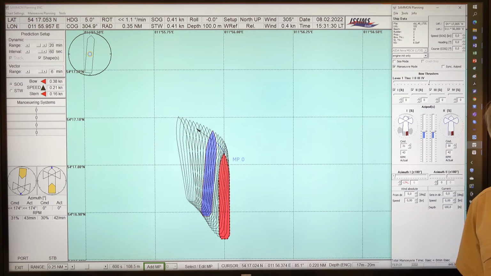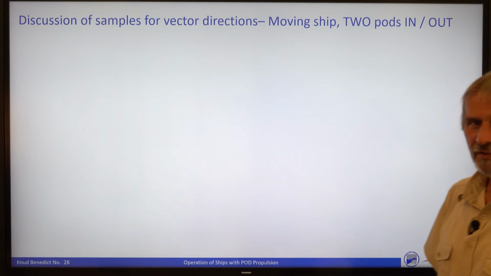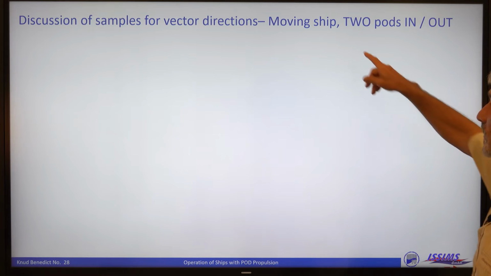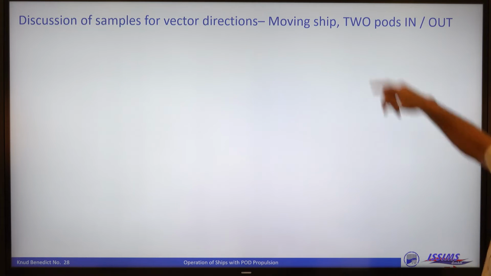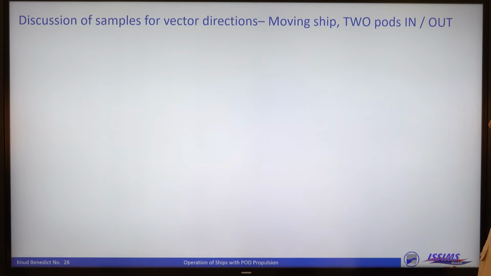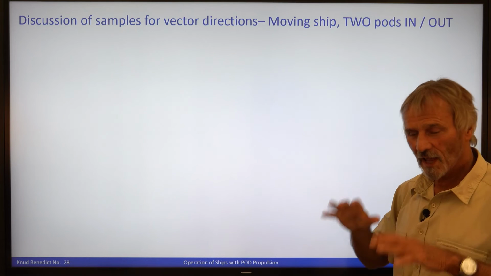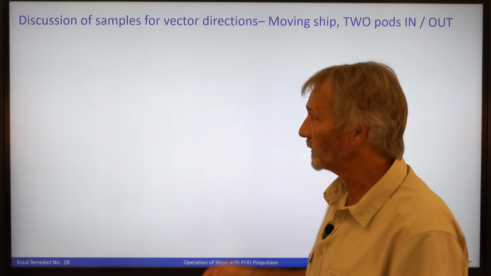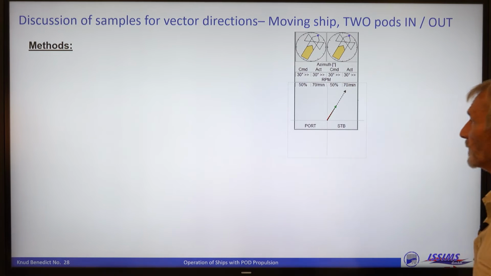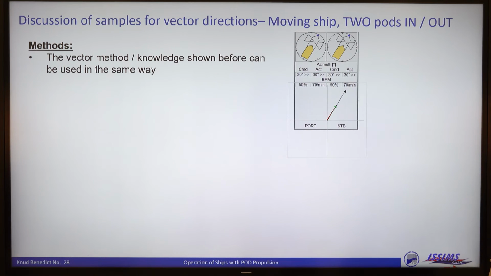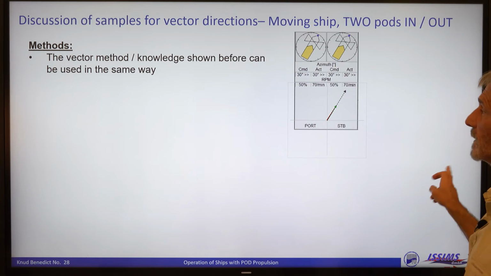And next we will be talking about the moving ship. So the next chapter is now the use of two pods in in-out configuration for the moving ship. So we are now moving with a certain initial speed, and you can use the same methods as we have used before in the same way.